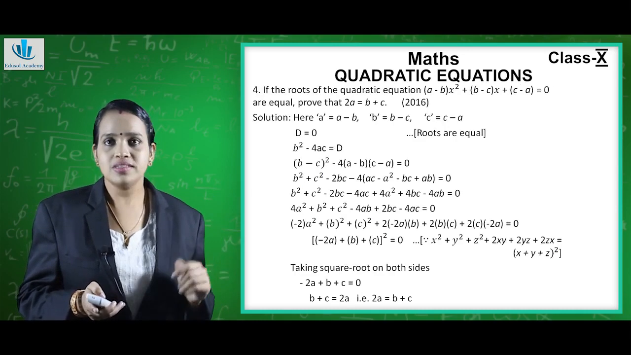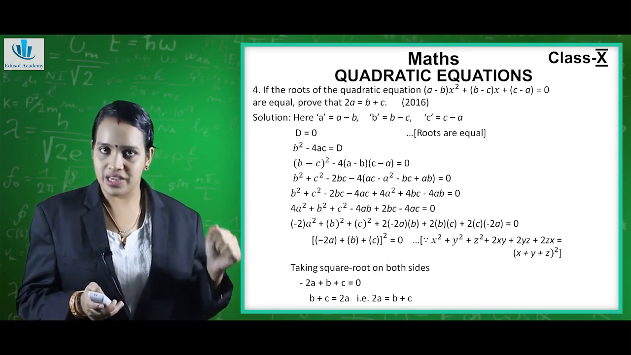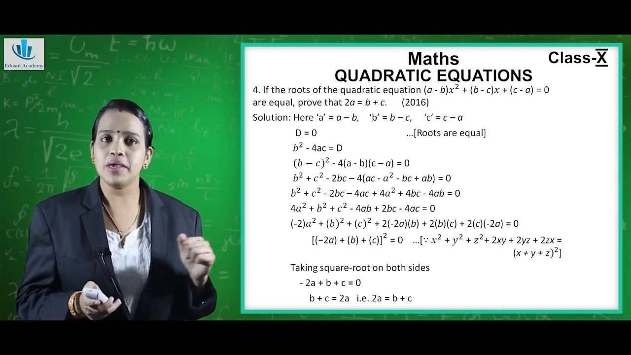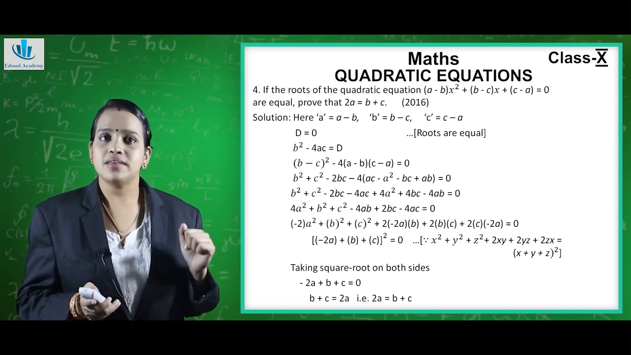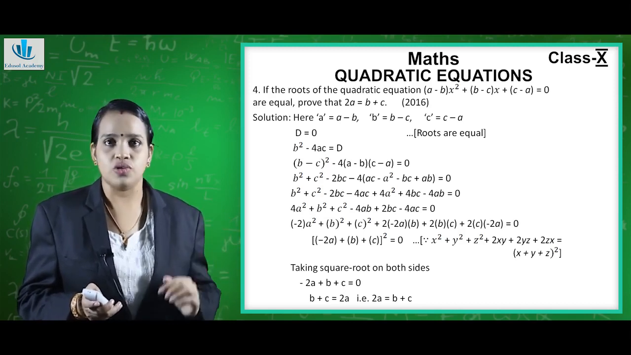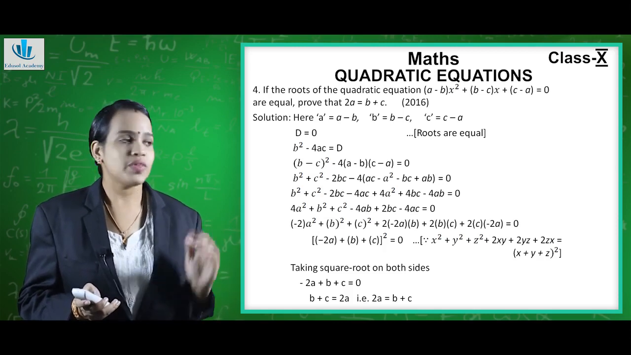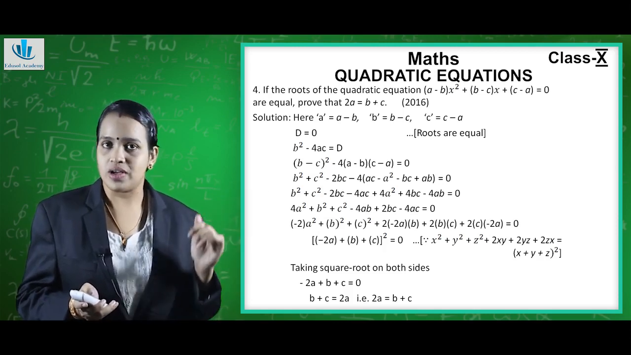Now the next question is: find the roots of the quadratic equation (a minus b)x raised to 2 plus (b minus c)x plus (c minus a), which is equal to 0, where the roots are equal. Now we have to prove that 2a is equal to b plus c. Now this question has appeared in the year 2016.